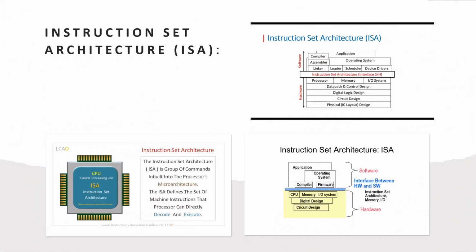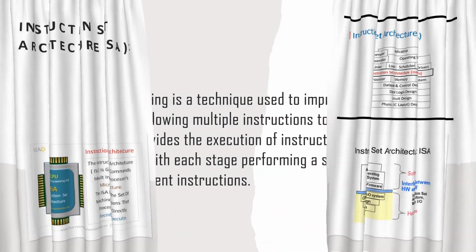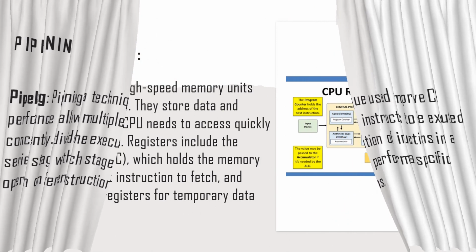Seventh, we try to understand about pipelining. Pipelining is a technique used to improve CPU performance by allowing multiple instructions to be executed concurrently. It divides the execution of instructions into a series of stages, with each stage performing a specific operation on different instructions.